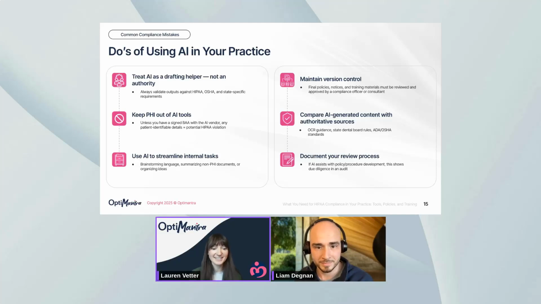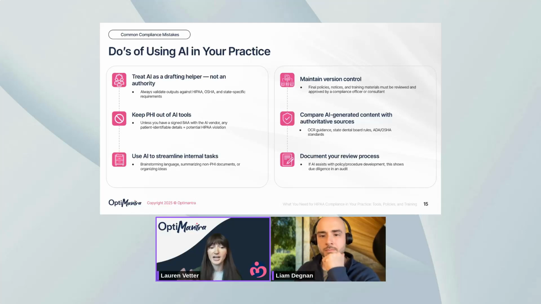You can. You have to use it responsibly, and you have to use it in a way that is supporting rather than replacing your current compliance program. So we have some do's here, and I'll go into some don'ts in a moment, but you can treat AI as a drafting helper, but not as an authority on your content. It can certainly help you brainstorm, organize your ideas, summarize non-PHI documents, but it should never be the final decision maker. Keep PHI out of AI tools unless you have a signed BAA. That will be the big takeaway here.